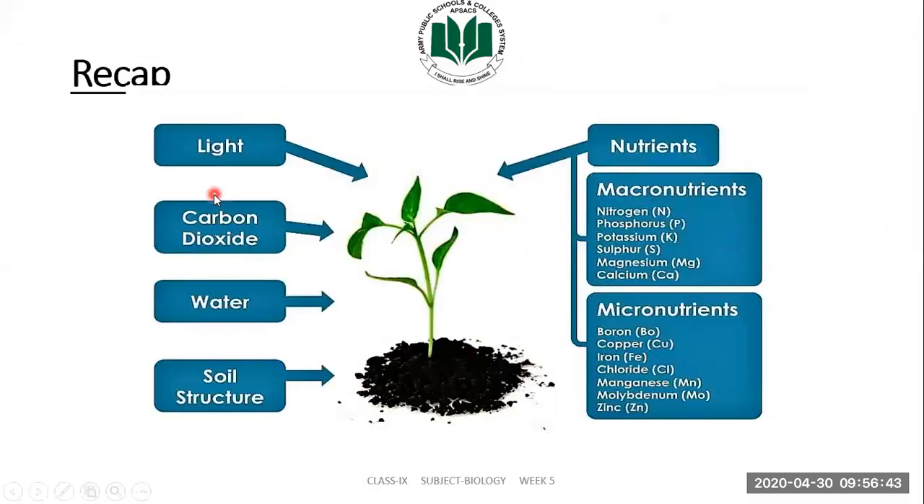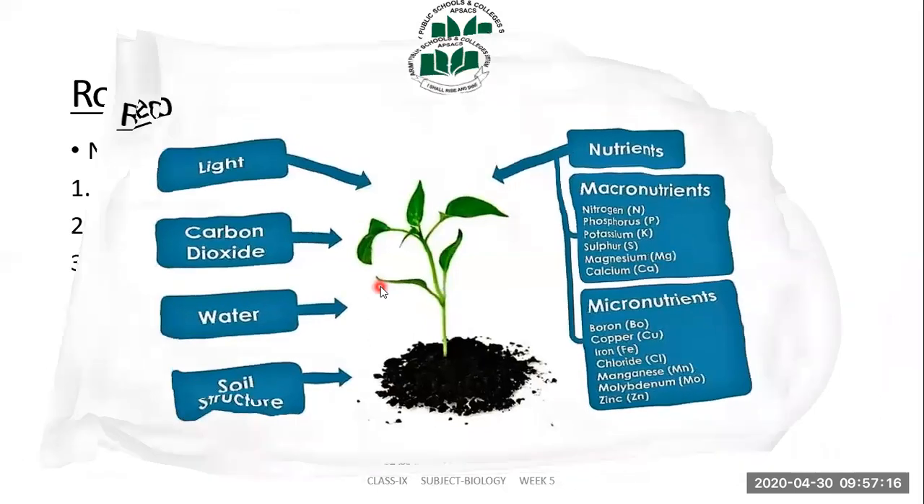Before starting, let's have a quick recap of what we learned in our previous lesson. We learned that plants need certain things to grow. These are light, carbon dioxide, water, and soil structure. But in our last lesson, we learned that there are some nutrients which are required by plants. They are either macronutrients or micronutrients. Macronutrients include nitrogen, phosphorus, potassium, and others. Micronutrients include boron, carbon, iron, chlorine, zinc, molybdenum, etc. So these help the plants to grow and to get energy as they grow.